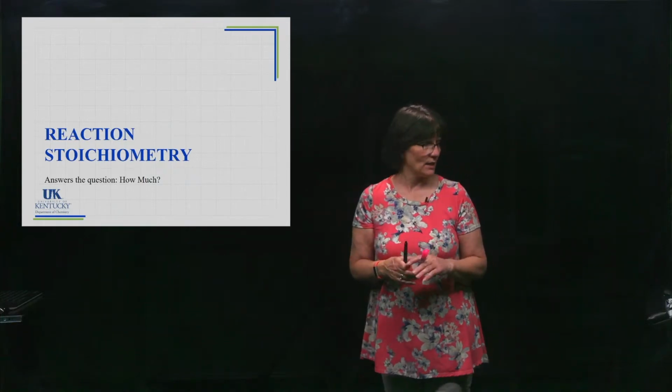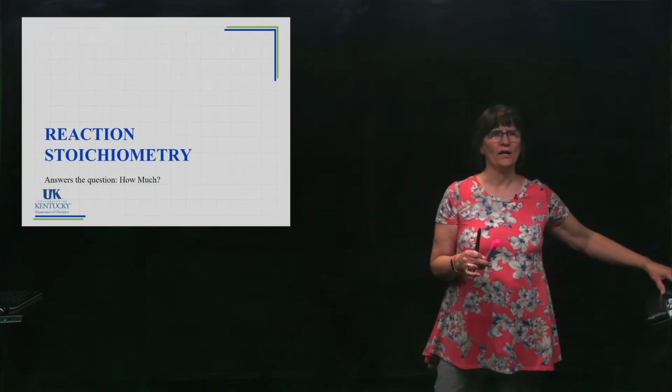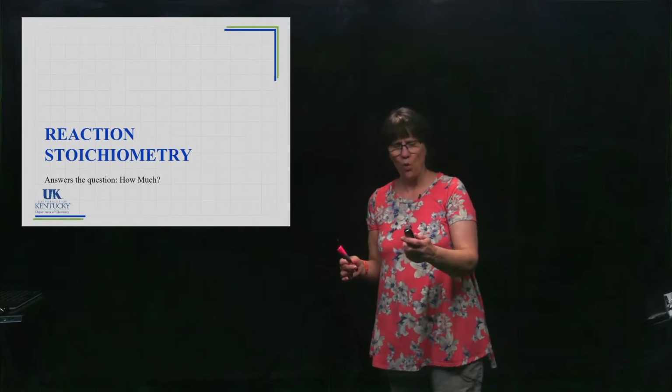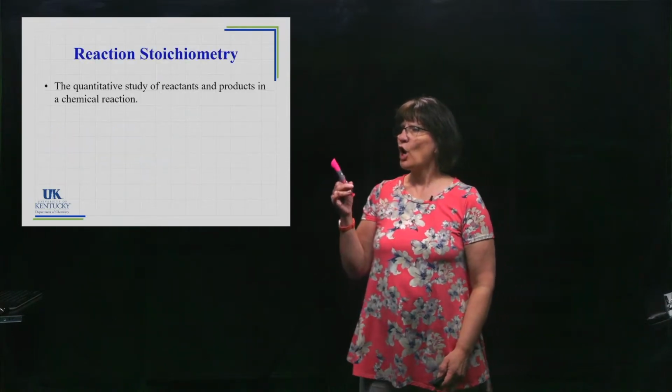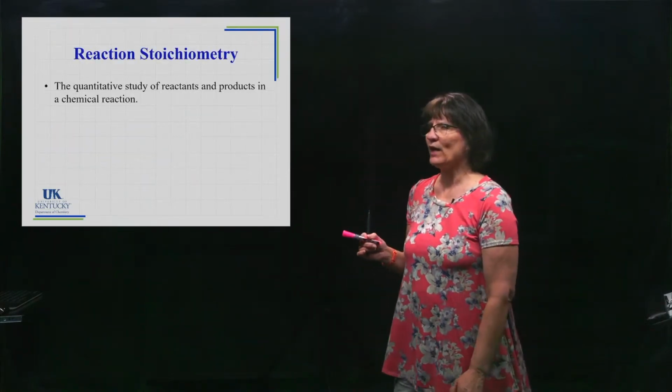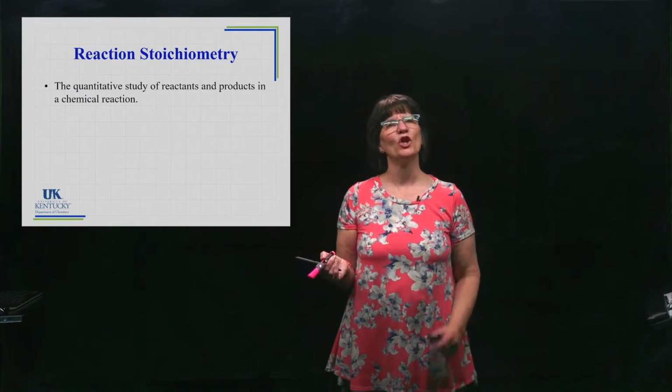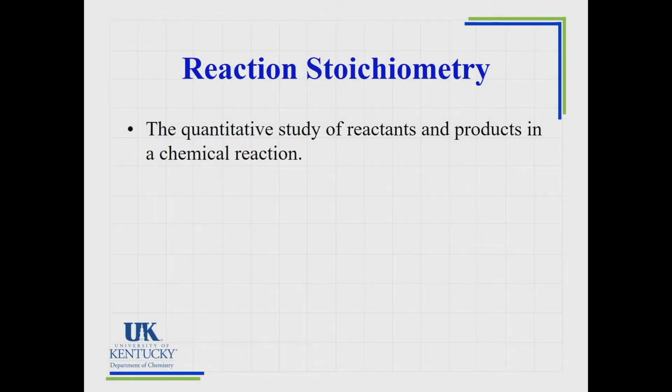Reaction stoichiometry is a way of answering how much, okay? It is a quantitative study of reactants and products in a chemical reaction. Quantitative has the word quantity in it. Quantity is how much. So if you want to form 5 grams of product, how much reactant do you have to start with? You have 13 milliliters of this reactant, how much product would form from it? So it's a way of relating the amounts, okay?